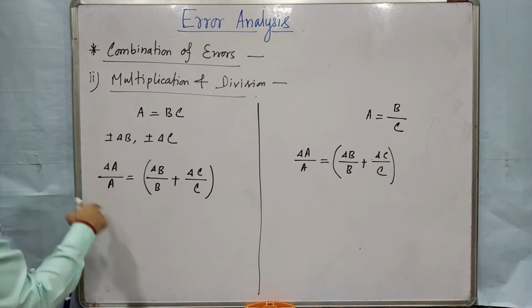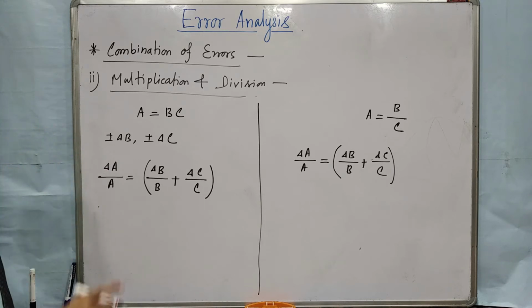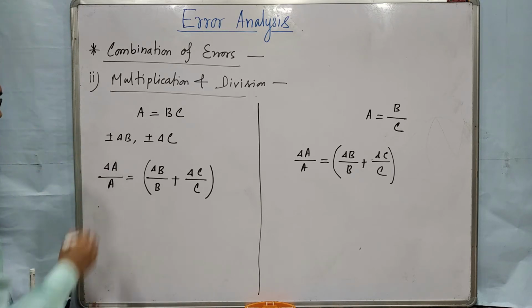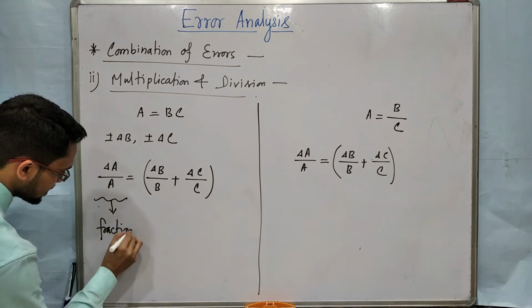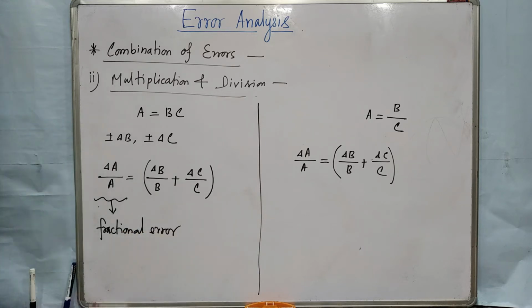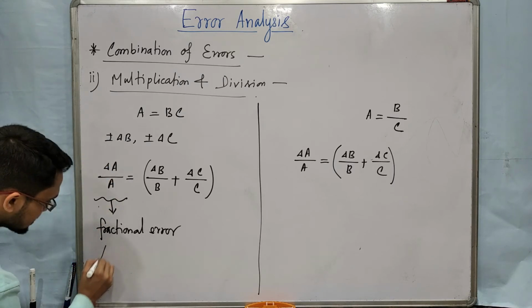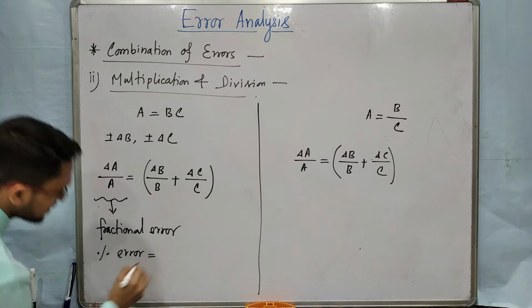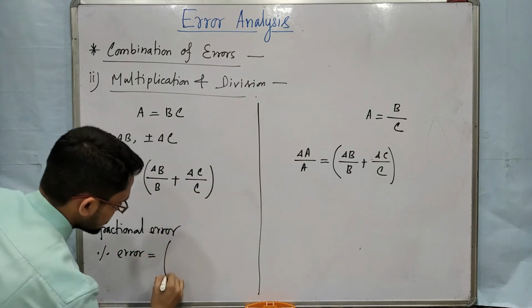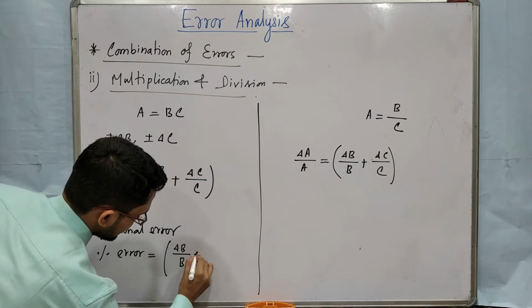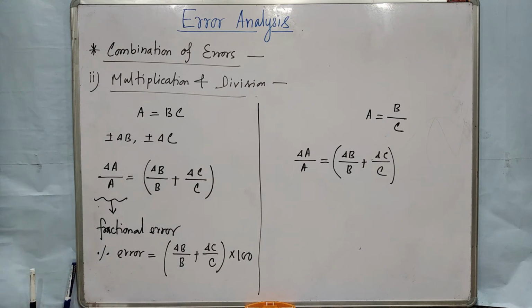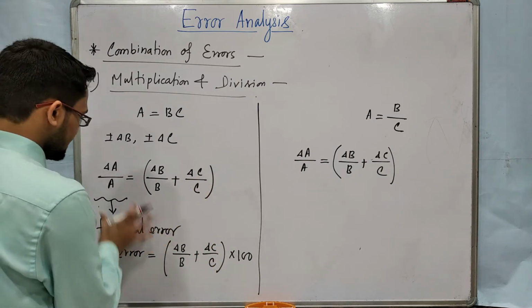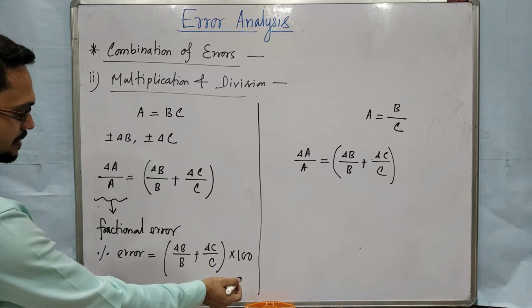Now this delta A by A, what does it tell about? This is the relative error or fractional error. Now suppose you want to calculate the percentage error. Then just multiply this by 100. So it will be delta B by B plus delta C by C, into 100, this much percentage. So this is the fractional error, and for the percentage error, just multiply by 100.